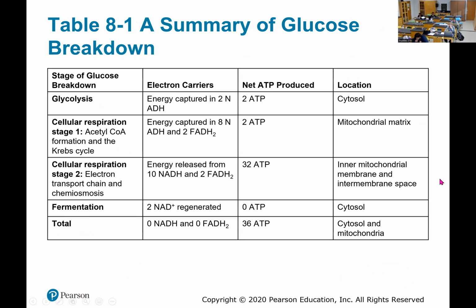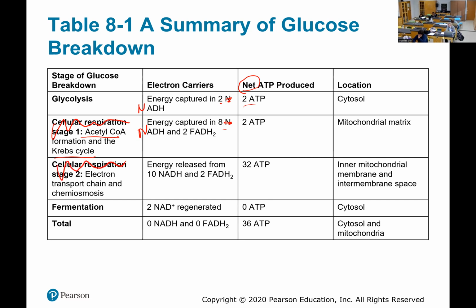So we've seen this chart before. You guys filled it in at the beginning of this chapter. Glycolysis gets you 2 NADH and 2 net ATP. Acetyl-CoA formation and the Krebs cycle get you 8 NADH and 2 ATP. It happens in the matrix. That's the other thing you need to remember, where these reactions are occurring.